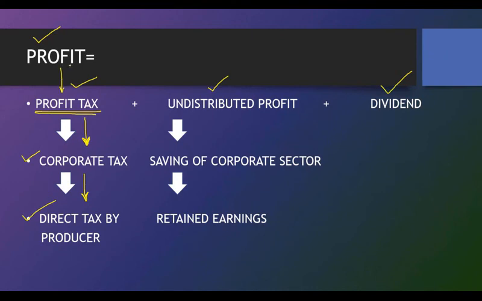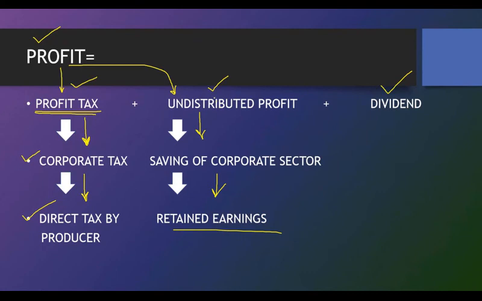Now, another part of the profit is called undistributed profit. Another term for undistributed profit is the savings of the corporate sector, because it is the part of the profit which is not distributed, which they have retained. It is also called retained earnings. So undistributed profit is the profit not distributed by the corporate firm, or I should say by the company.